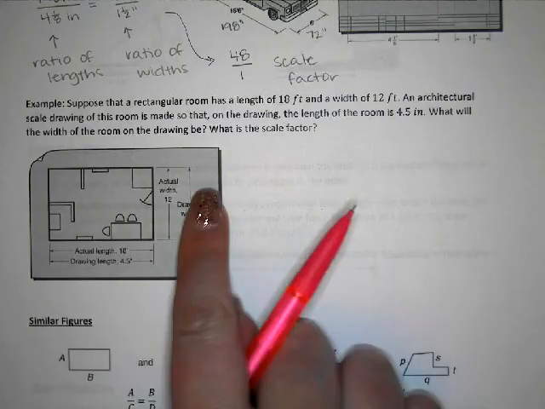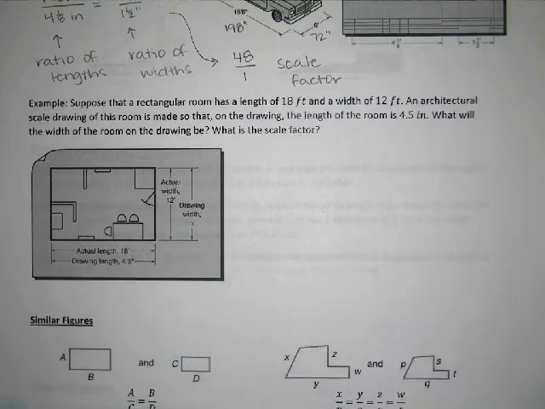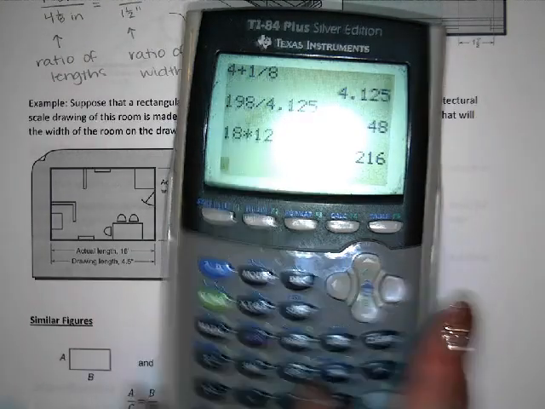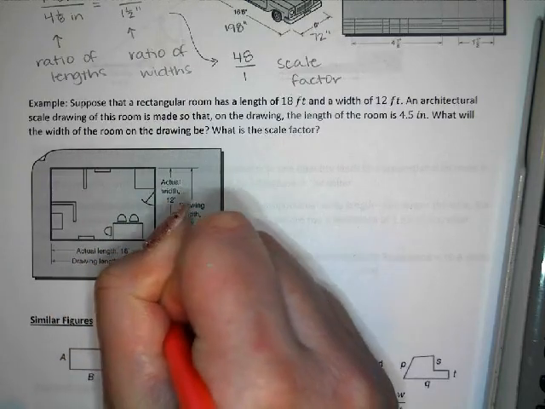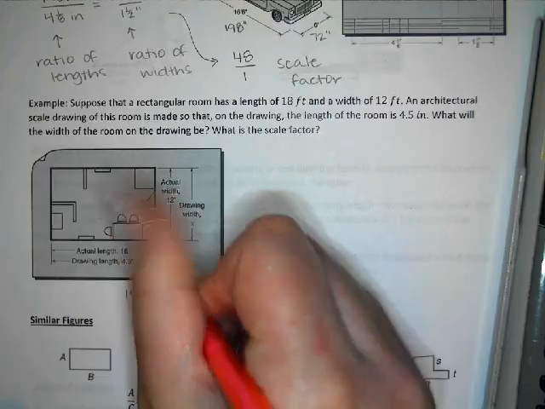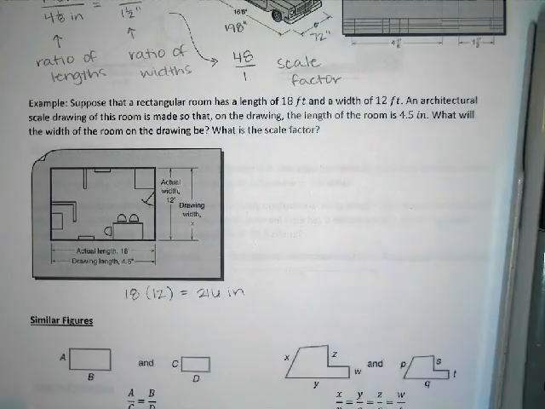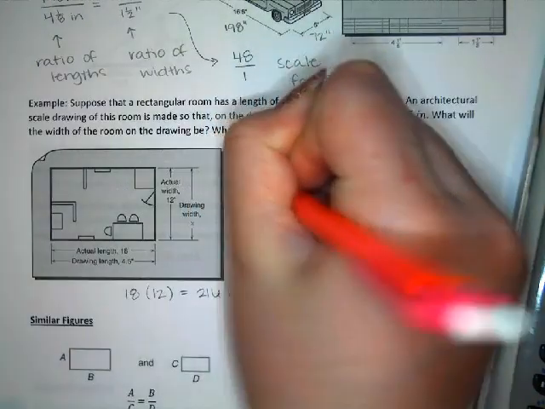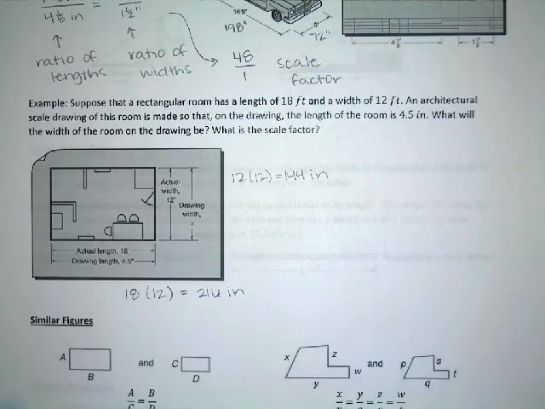So we have to make sure that we're using the same units when we set up our ratios. And so starting with the 18 feet, I'm going to convert that into inches. So 18 times 12. And I'm going to go ahead and write down this math that I'm doing since these are notes and I want to have all my work shown. So 216 inches for the length, and then 12 times 12. I know that off the top of my head, that's 144 inches for the width.